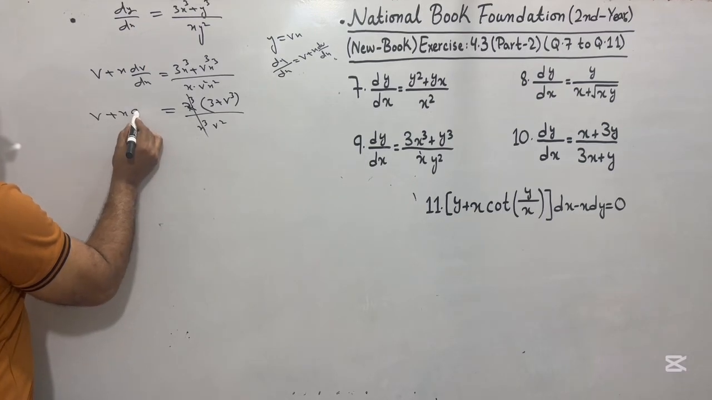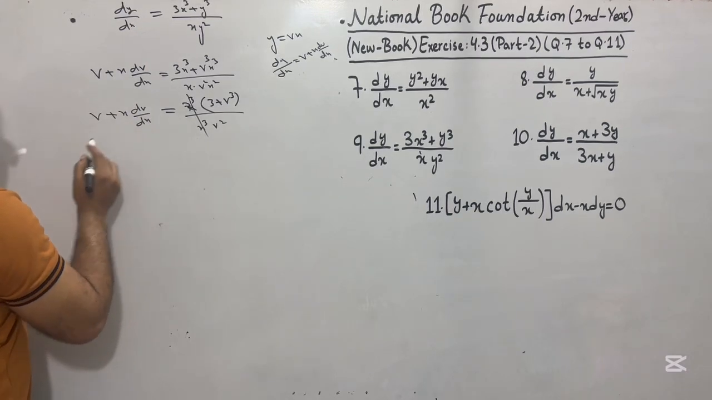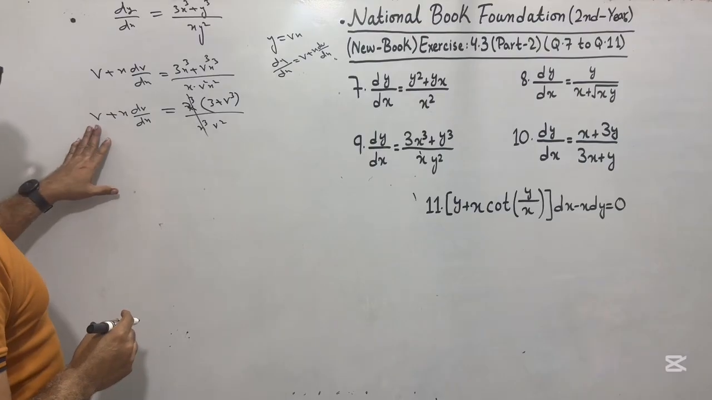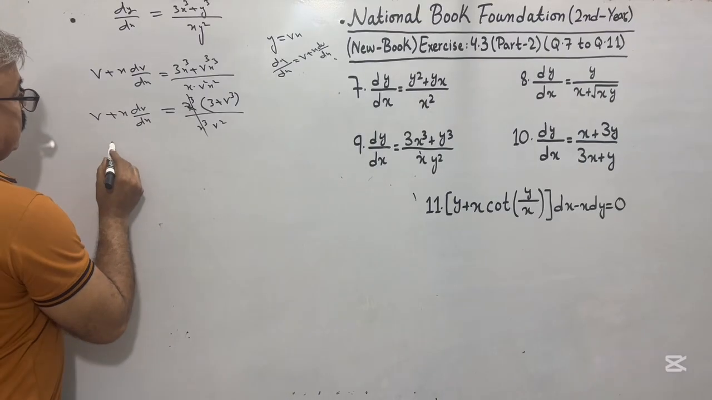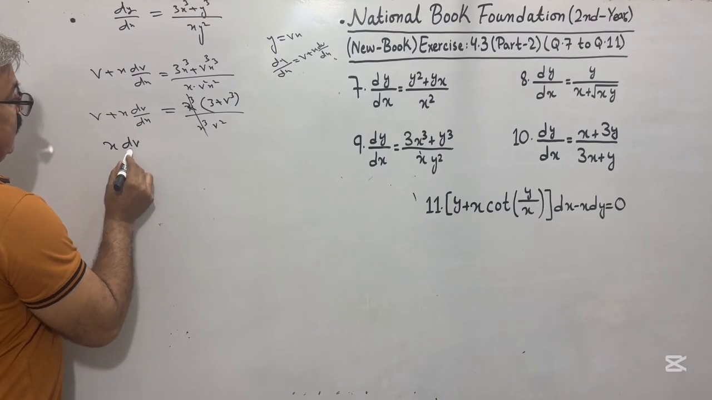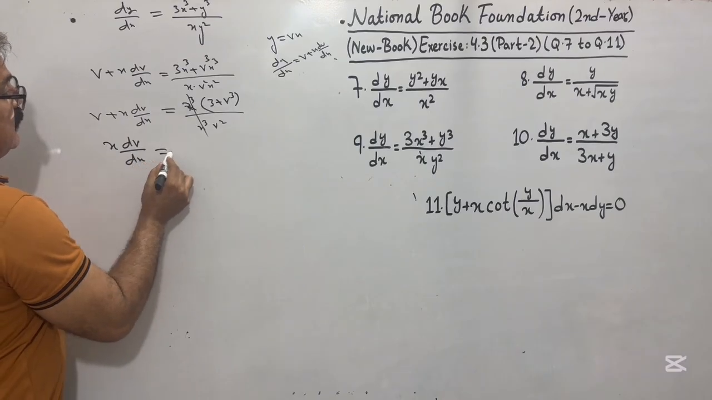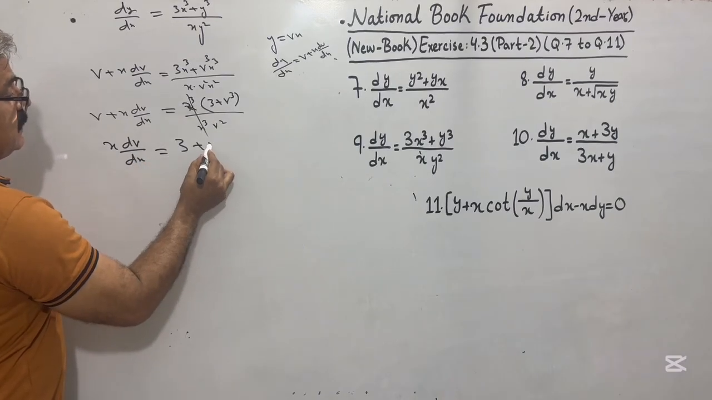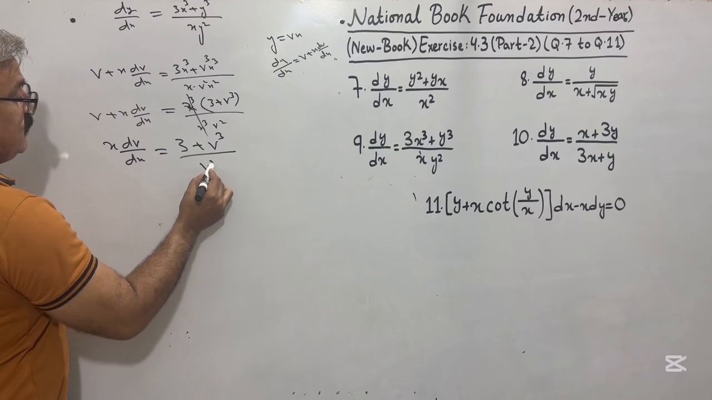We have v plus x times dv over dx on the left hand side. Whatever remains, just shift v from the left to the right, from positive to negative. x times dv over dx. Here we are left with 3 plus v cube over v square.